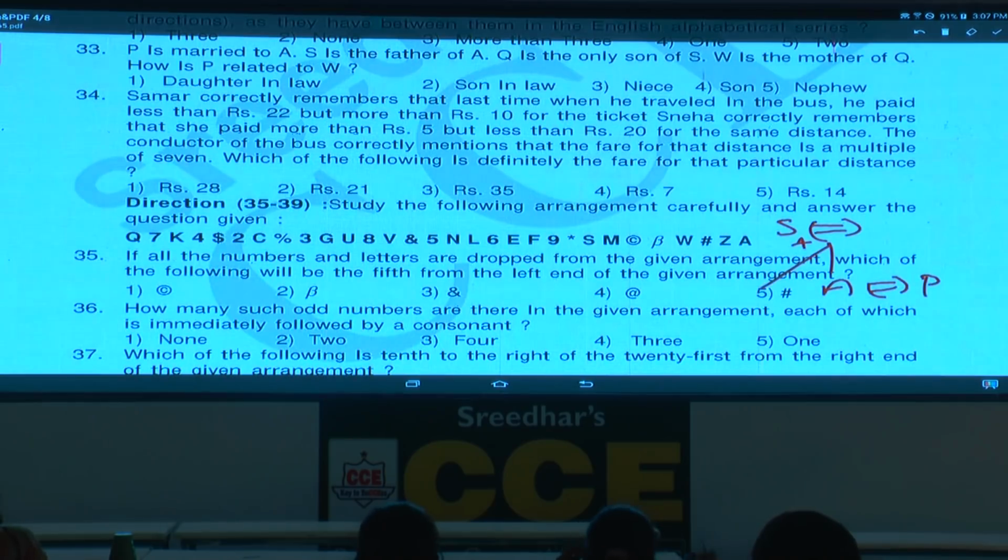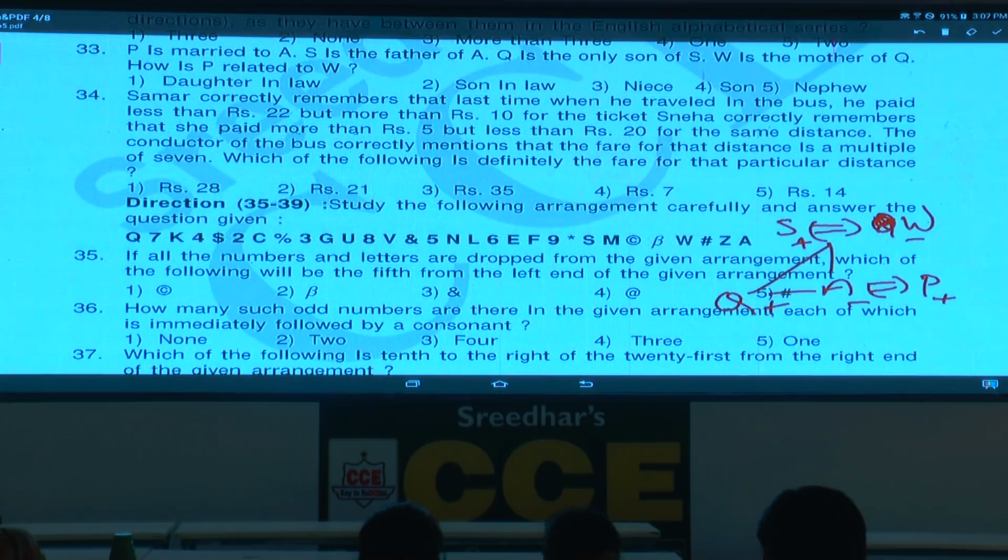As Q is the only son of S, now S has 2 children, Q and A, out of which Q is the only son, hence A must be the daughter. If A is the daughter, A is married to P, P is a male. Then W is the mother of Q. Hence, S is the father of Q, W is the mother of Q. And S and W are a married couple, isn't it?